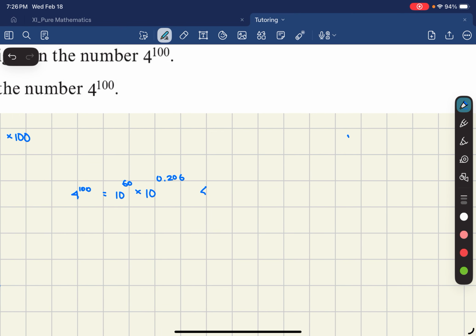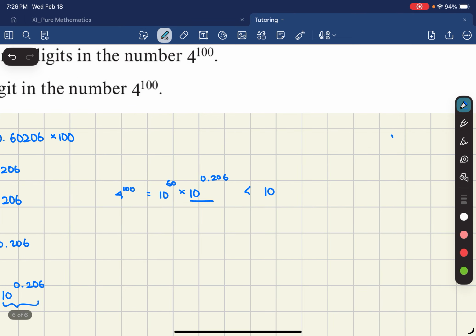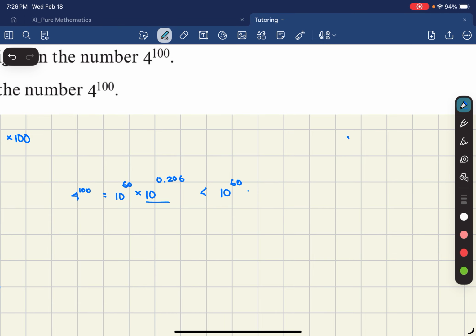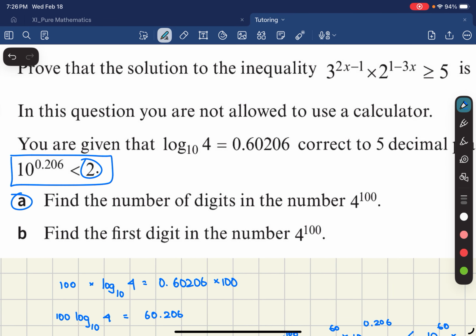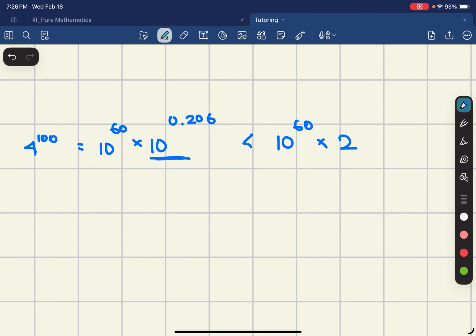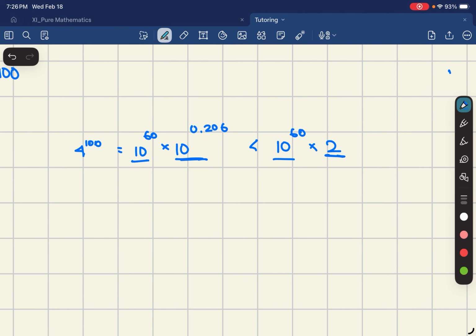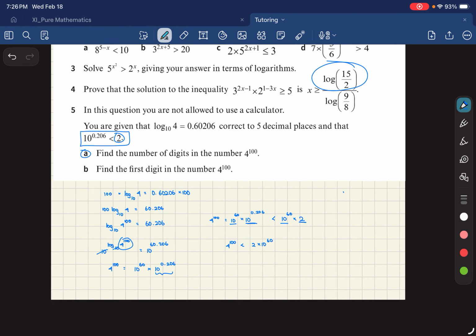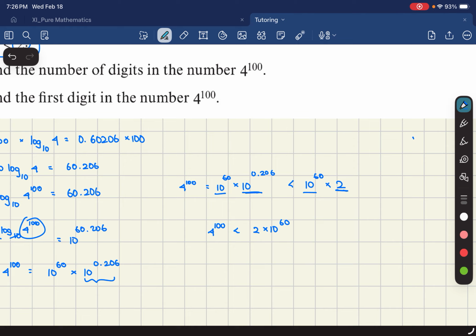And I know that if 10 to the power 0.206 is less than 2, then I can actually multiply 10 to the power 60 with 2. Why? Because if this part is less than 2, then if I multiply a positive 10 to the power 60 on both sides, it doesn't matter. The inequality does not change. So we have 4 to the power 100 is less than 2 times 10 to the power 60. So how many digits in the number 4 to the power 100?